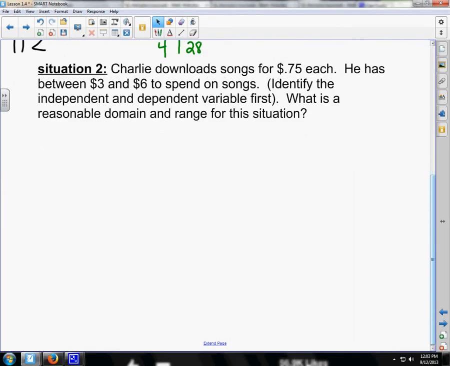Okay, situation 2. Charlie downloads songs for 75 cents each. He has between $3 and $6 to spend on songs. Identify the independent and dependent variable first, and what is a reasonable domain and range for this situation.